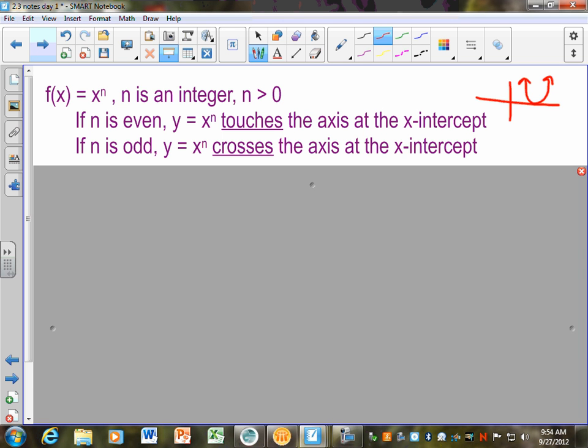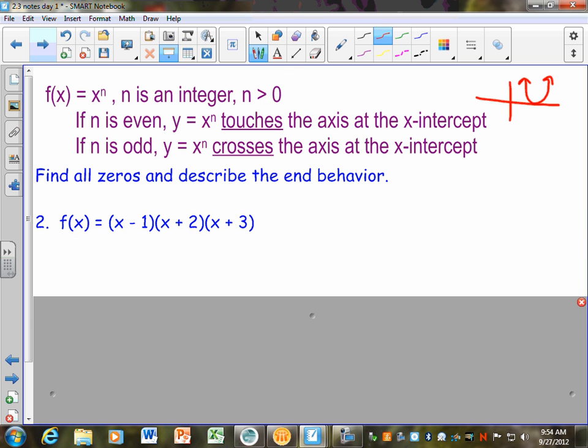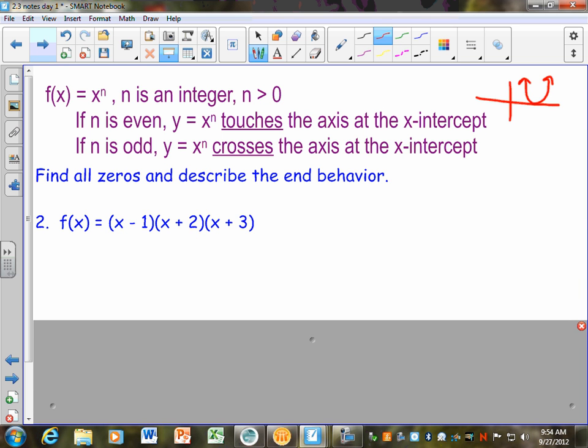This is going to come into play a lot more tomorrow when we graph. Today I just wanted to kind of give you that. Today, besides the end behavior, here's the other stuff I'm going to give you. I'm going to ask you to find the zeros of something like this. It says find all zeros and describe the end behavior. F of x equals x minus 1 times x plus 2 times x plus 3.